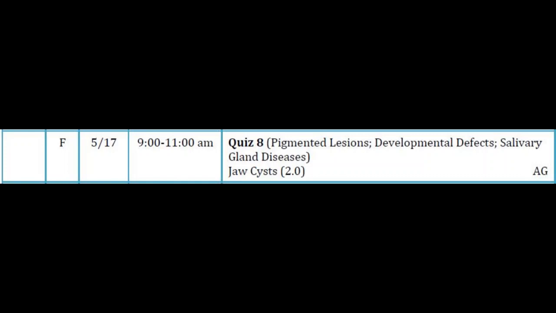So I'll upload this onto the Canvas, the PowerPoint PDF. So you'll have this classification scheme available. So if you look at the new WHO classification of odontogenic and non-odontogenic cysts, they talk about two categories. One is developmental and the other one is inflammatory.